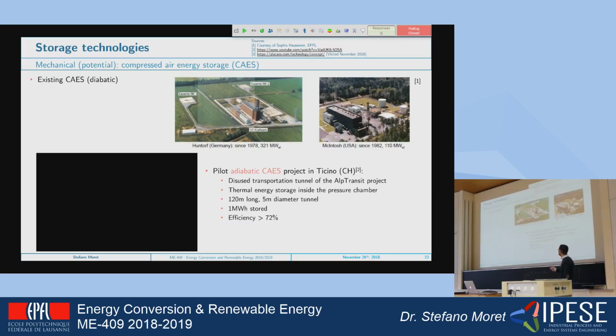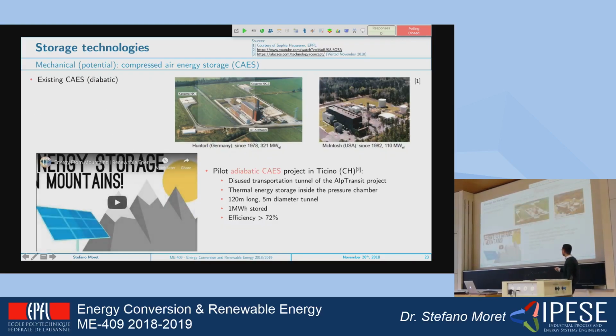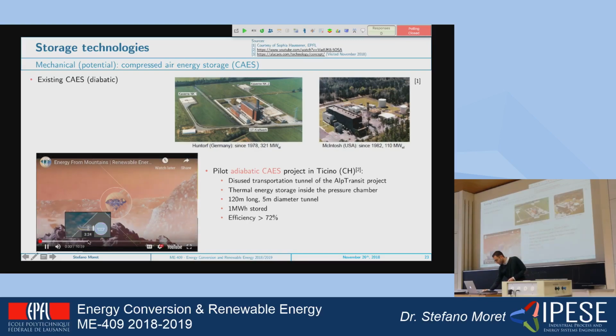As I said, the existing plants today are the diabatic plants, the ones in which you need to burn fuels, and there's actually some pretty big ones already existing since many years in Germany, for example. I show you a little example of a new technology that is being tested actually in Switzerland, in Ticino. This is an adiabatic thermal energy storage that can reach efficiency of almost 72%, and it does this because it is able to recover the heat. So this is a very short video to demonstrate how this one works.